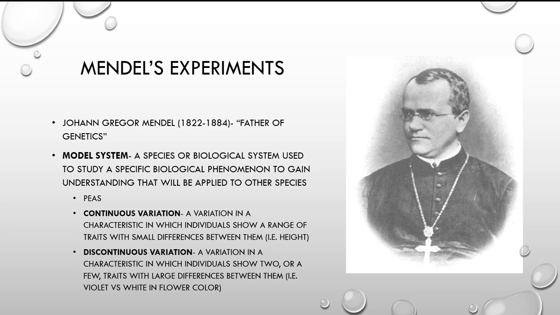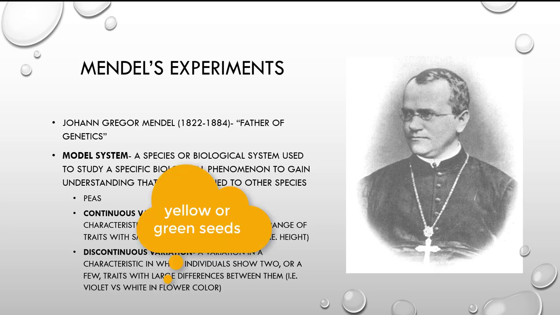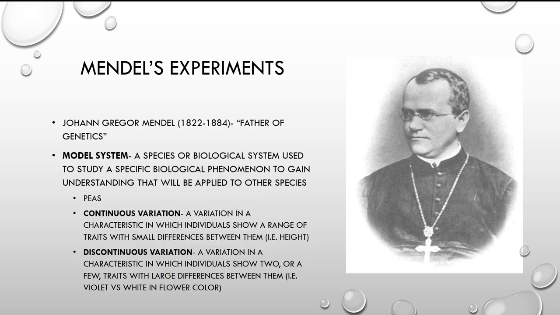So for flower color, you have white or violet. For seed color of the pea plants, you have yellow or green. He mainly worked with that type of variation, not with continuous variation in his model system. It's a lot easier to figure out these inheritance patterns when you just have two distinct variations of a single trait. So we're just dealing with that type of variation in his experiments. We're not dealing with continuous variation right now.